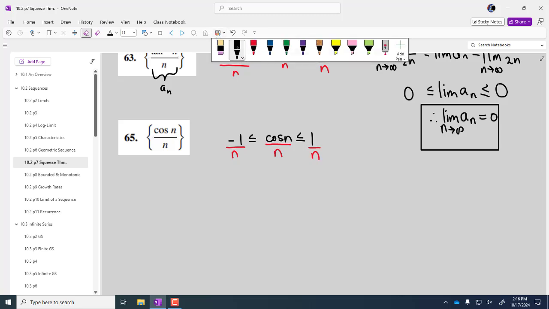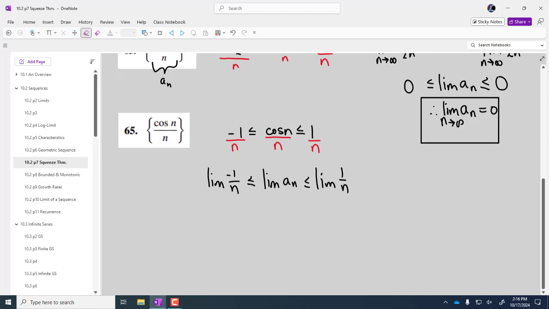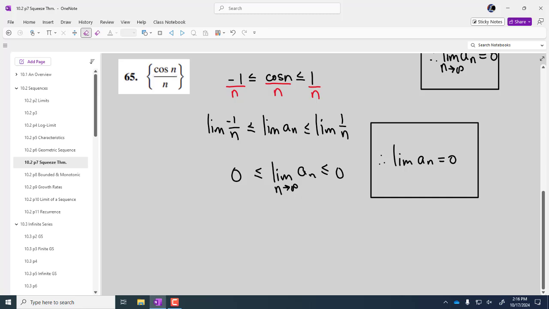And then we're going to take the limit of all three pieces here. And once again, we have this scenario here. The limit as n goes to infinity of a sub n is trapped between 0 and 0, which means the limit of a sub n is 0. So therefore, the limit of a sub n is 0 as n goes to infinity. So that's the squeeze theorem. You apply it when you have a numerator that's wobbling. It's oscillating, but it's bounded. So you've got a bounded numerator.